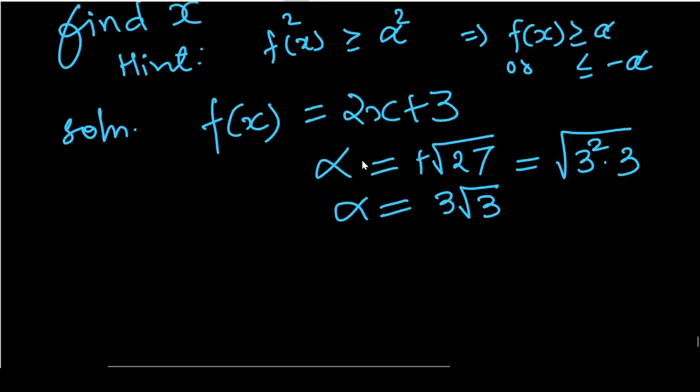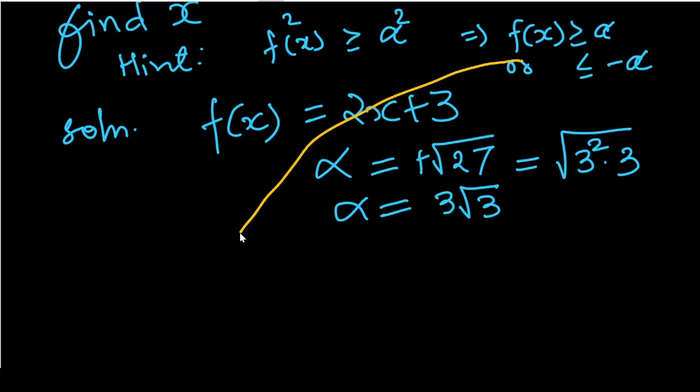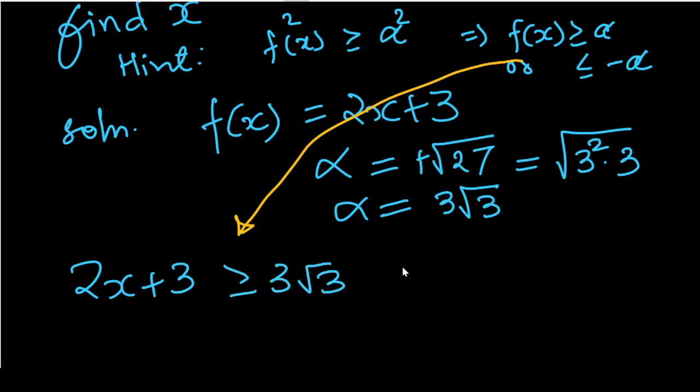So now we can use this formula, f(x) greater than or equal to alpha square. Using this result, we will directly substitute in alpha and f(x) here. After substituting, we will get f(2x + 3) greater than or equal to 3 root 3, or 2x + 3 less than or equal to minus alpha, so minus 3 root 3 we will write, guys.